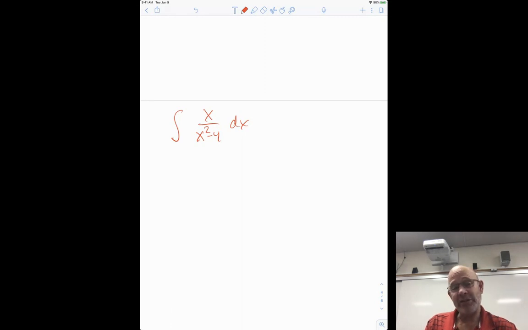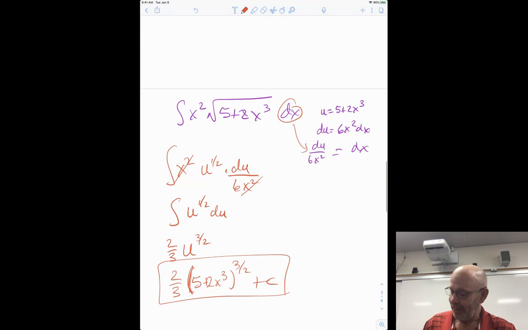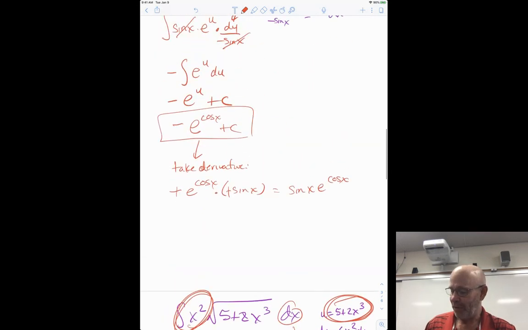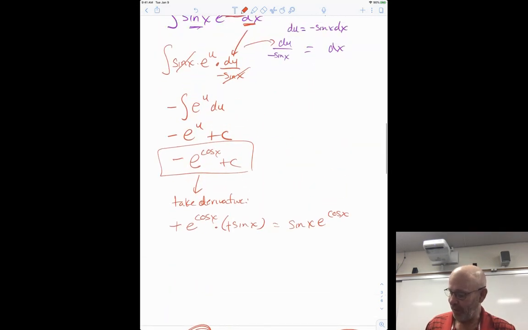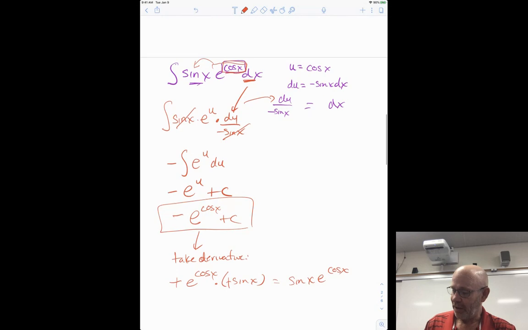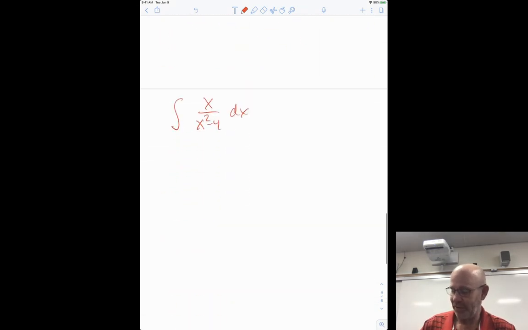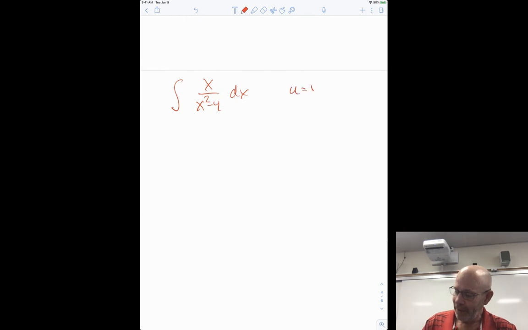So this is actually u substitution. I don't see a composite function at all. There is no composite function. However, I do see a function and its derivative. So remember all these other things. Function 5 plus 2x cubed, derivative was x squared without constants. Constants don't really matter. Here, u cosine, derivative sine, right? So here what I see in this one is I see a function and its derivative. I see x squared minus 4, and I see its derivative, which is x, or 2x.